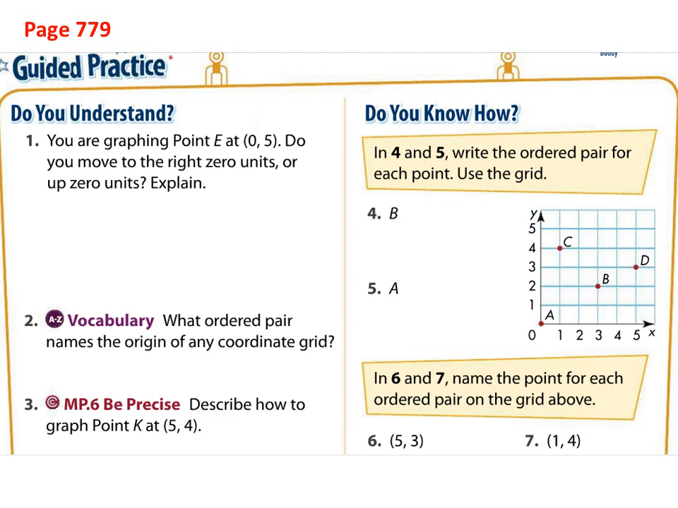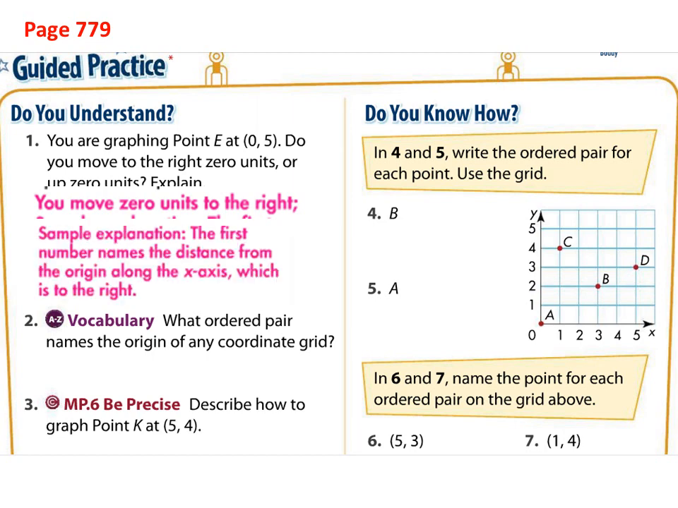Of course, 0 here means run. So 0 here means move to the right 0 units. Explain why. Of course, this is a sample explanation. You can write many answers. Compare your answer with me. The first number names the distance from the origin point along the x-axis, which is to the right.